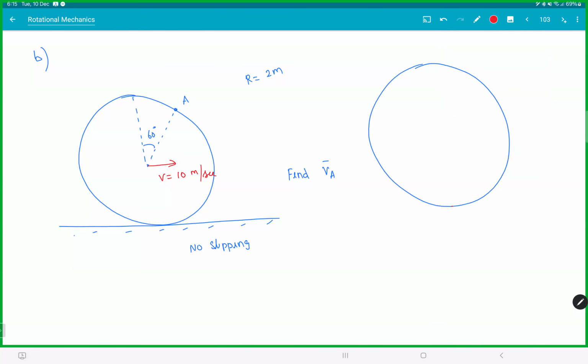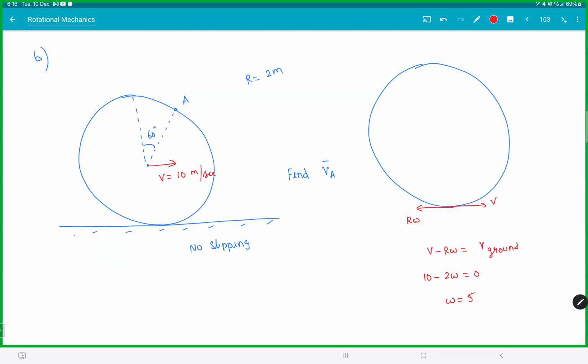So first thing, at the bottommost point, you have V here and R omega here. So V minus R omega must be equal to V ground. That is the no slipping condition. Always keep that in mind. It's okay if you write V is equal to R omega, but at least in your mind, think this: V minus R omega is equal to V ground, and V ground is 0. Therefore, this was 10, so omega was 5.